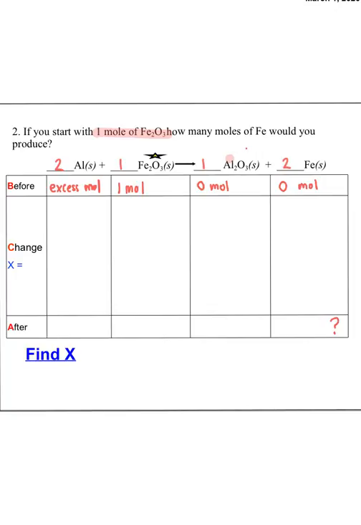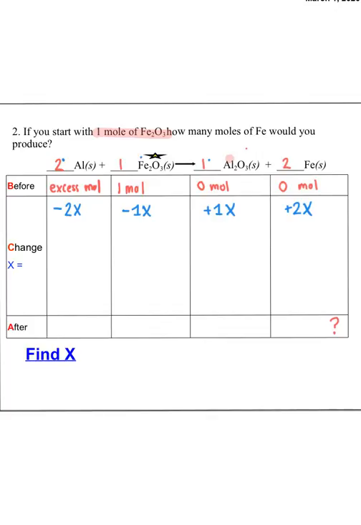Now we're going to figure out the change. Well, I am going to use up some of my aluminum. How much? I'm going to use up 2 times this value X. Where's the 2 from? From that balanced equation. I'm going to use up 1 times X of the Fe2O3. And now my product side I'm going to make, so plus 1 times X because of the 1, and plus 2 times X.